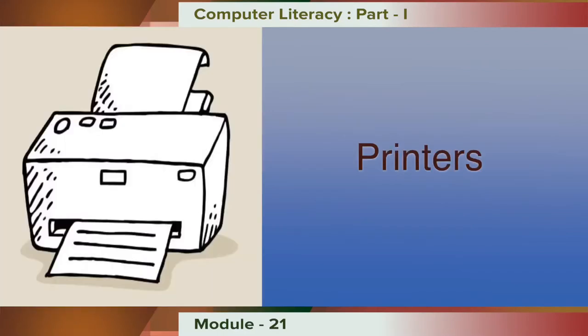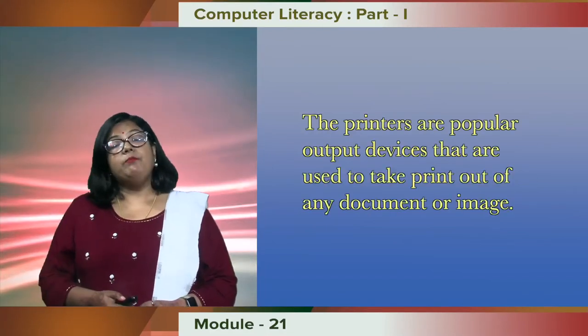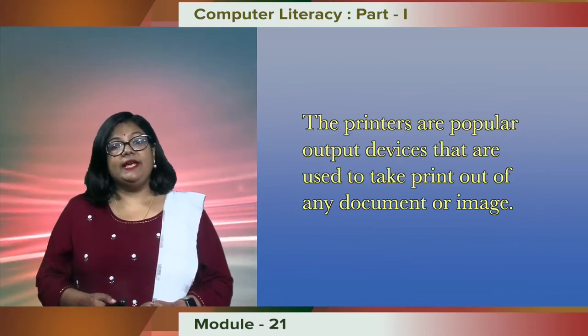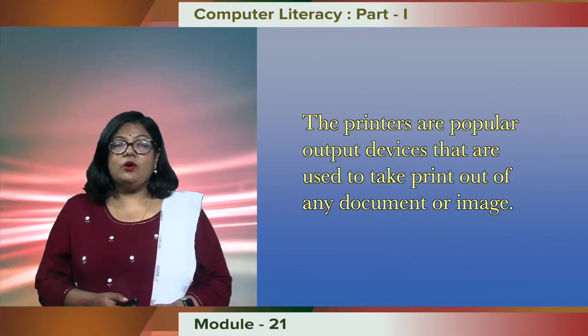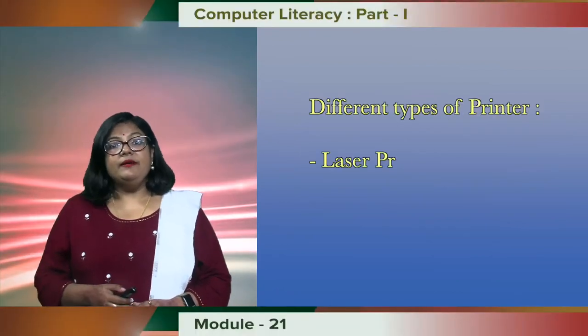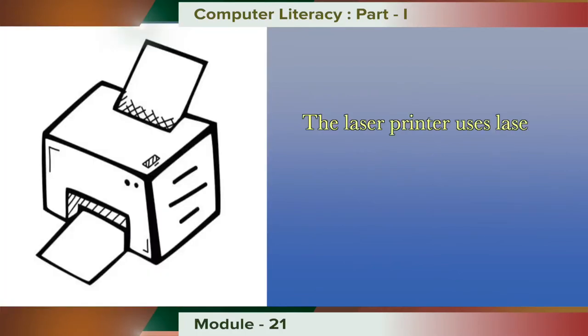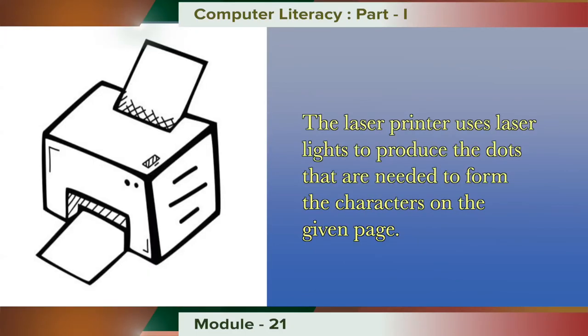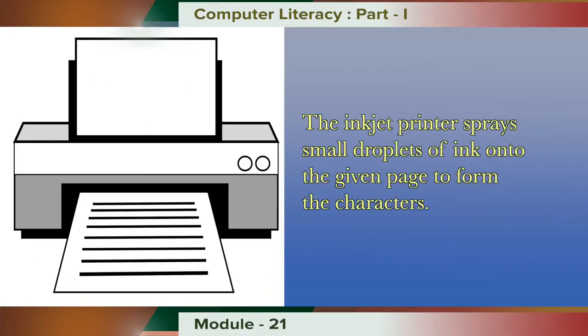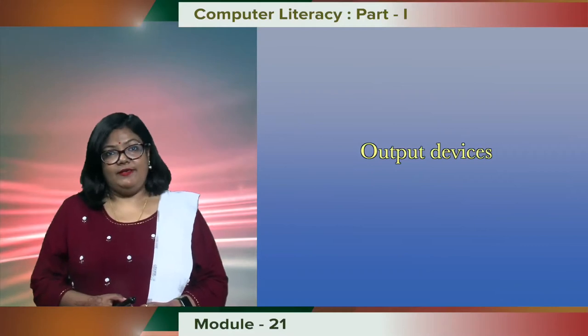Now next, let us look at another output device, which is the printer. Printers are popular output devices that are used to take a printout of any document or image. Now the printers can be of different types. It can be a laser printer or it can be an inkjet printer. The laser printer uses laser light to produce the dots that are needed to form the characters on the given page. The inkjet printer, on the other hand, sprays small droplets of ink onto the given page to form the characters. Now these were all the output devices.